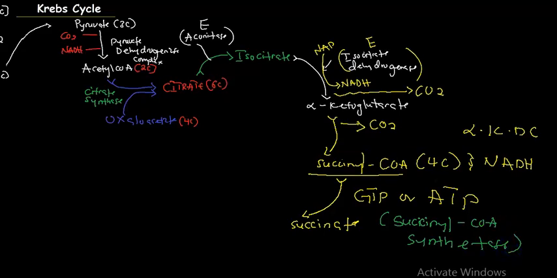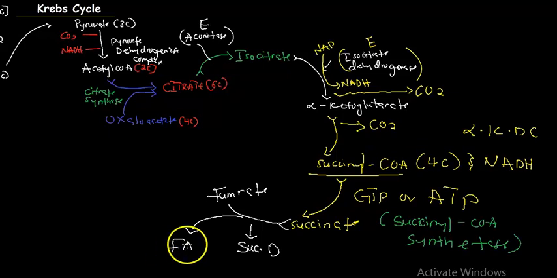At this point, the succinate will simply be converted into fumarate with the help of an enzyme which is succinate dehydrogenase. Let's write it in short form. Succinate dehydrogenase. And the product here is FADH2. That is an energy carrier.